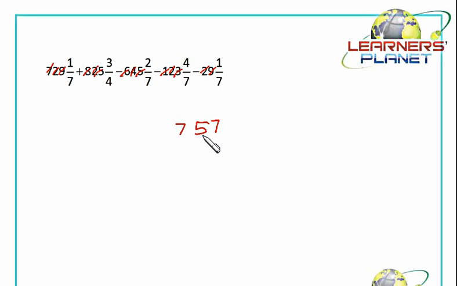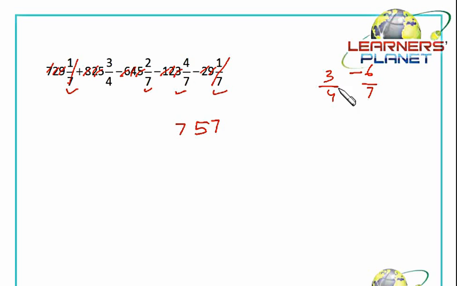Now we are left with the fractional part. Here it is positive 1 by 7. Here it is negative 1 by 7. So it will be cancelled. Similarly, it is minus 2 by 7 and it is minus 4 by 7. So it will be minus 6 by 7 and we are left with 3 by 4.